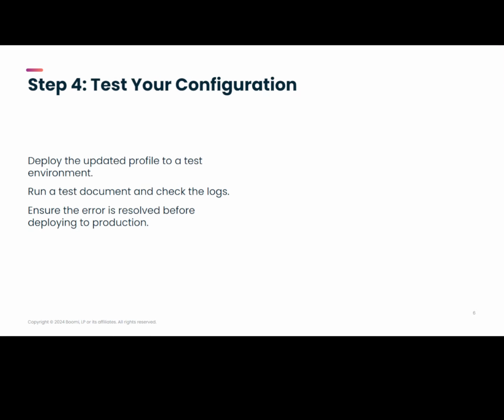Step 4 is to test your configuration. Deploy the updated process to a test environment and run a test document through it. Check the container log to ensure that the mandatory element missing error is no longer appearing. If the test passes without any errors, you're ready to deploy the process to production.